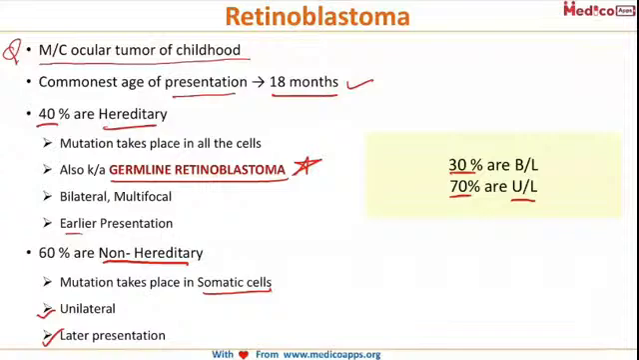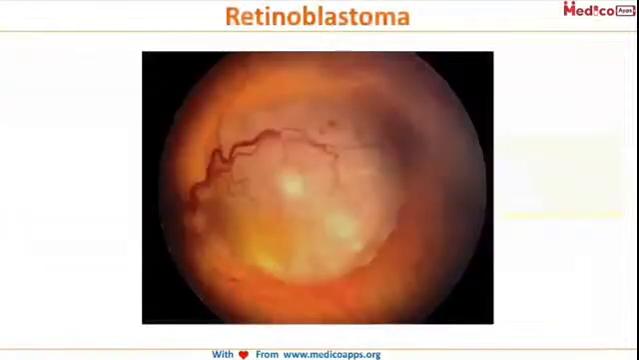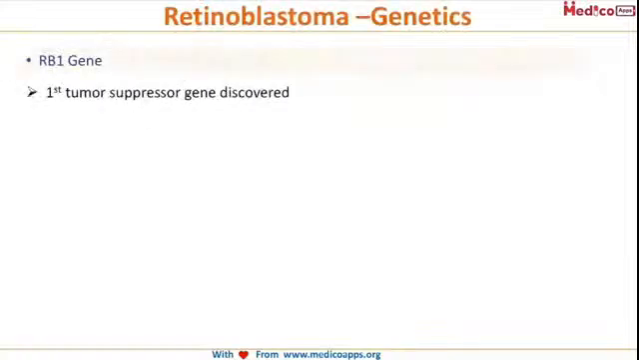Okay, now look at this mass growing through the retina. This is our retinoblastoma. Okay, let's look at the genetics. The most famous gene in this is our RB1 gene. This is the first tumor suppressor gene ever to be discovered. This is a tumor suppressor gene, and where is it located?